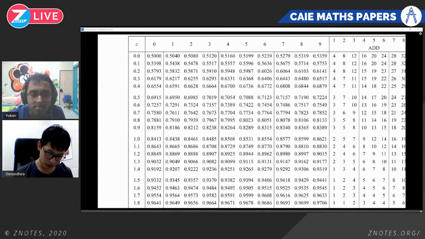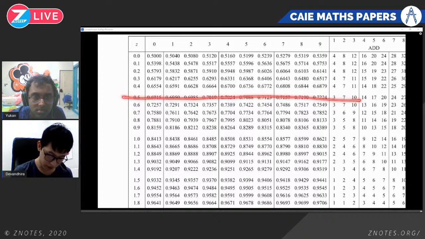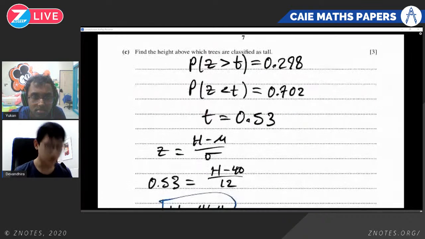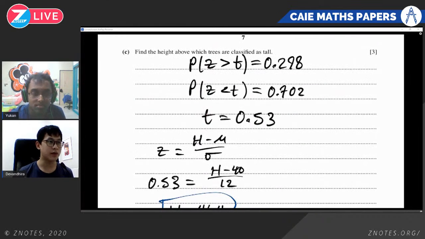Exactly. So right here, you can just search the table by yourself, find 0.702. But the closest one we got is here, 0.7019. The next one is already greater, so we have no choice but to use that one, right? So what does this value correspond to? That's basically 0.5 and 3. Therefore, our t is just 0.53.